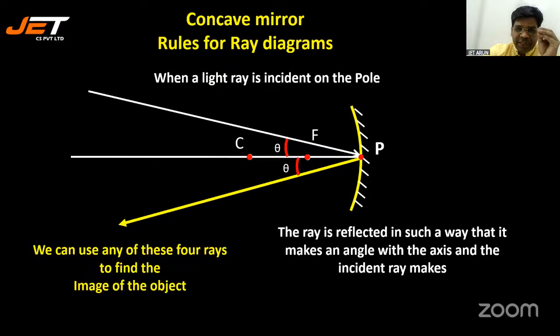Now these 4 rays can be used to find the image of the object. If an object is in front of the mirror, we can find out the image of the object using these 4 rays.